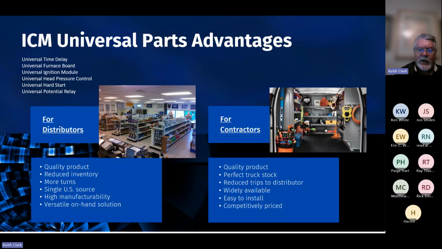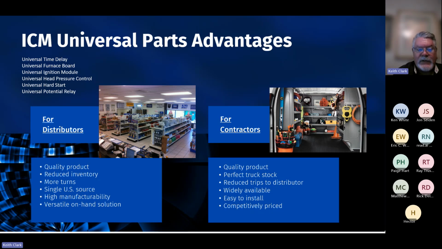Then for distributors as well, ICM has always made top quality products. So distributors are getting a quality product, able to reduce their inventory, the number of SKUs that they have to carry to cover applications in the field. Fewer SKUs, more turns. Everybody wants this. And it's good for everybody. The chances of you going to a distributor and finding something that will work on the job is increased by having these quality universal parts.